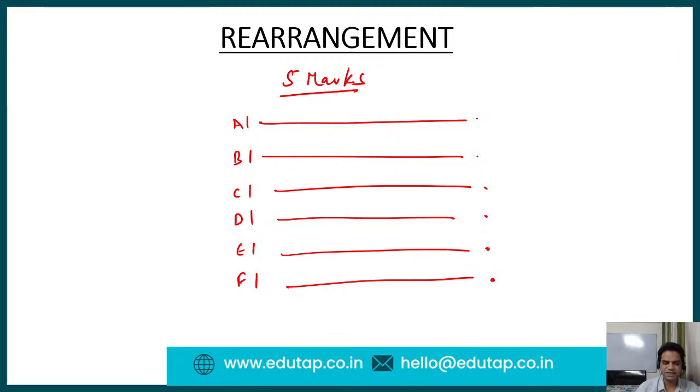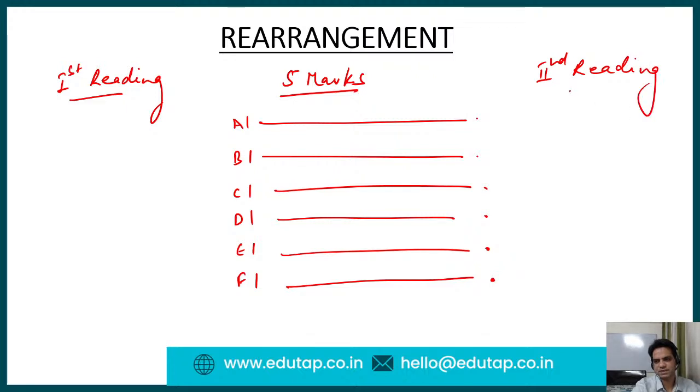Now, what you need to do is read the jumbled sentences twice. Guys, you have to remember that you have to read the sentences twice. Now, what is the purpose of reading it twice? Let's discuss that. During the first reading, what needs to be done?